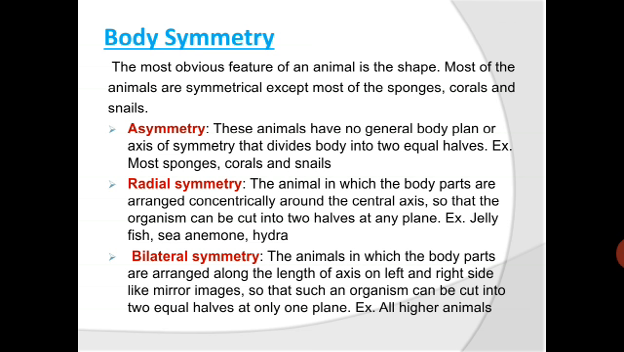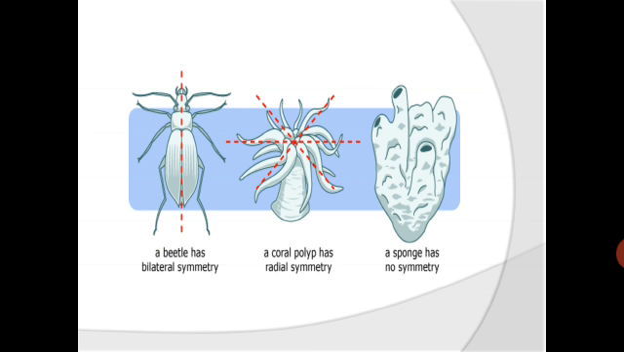So that was about the body symmetry. Here it has been shown, the first one is bilateral symmetry. So you can see here the organism is cut along only one plane and two equal parts are created. So it is called bilateral symmetry. Here you can see if the organism is cut along any plane passing through the center, you will get two equal parts. So it is called radial symmetry. Whereas in sponges, if you cut from any plane, you will not get two equal parts. So it is not exhibiting any symmetry. So it is asymmetrical. Okay, so these were the types of symmetry.